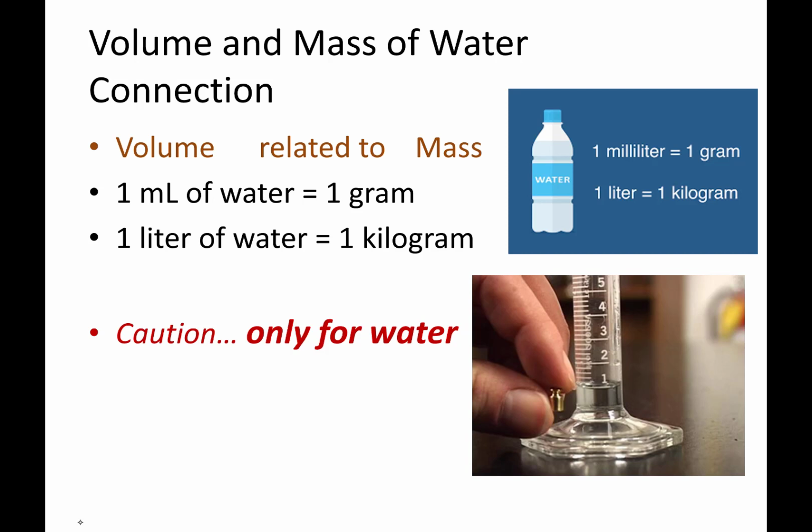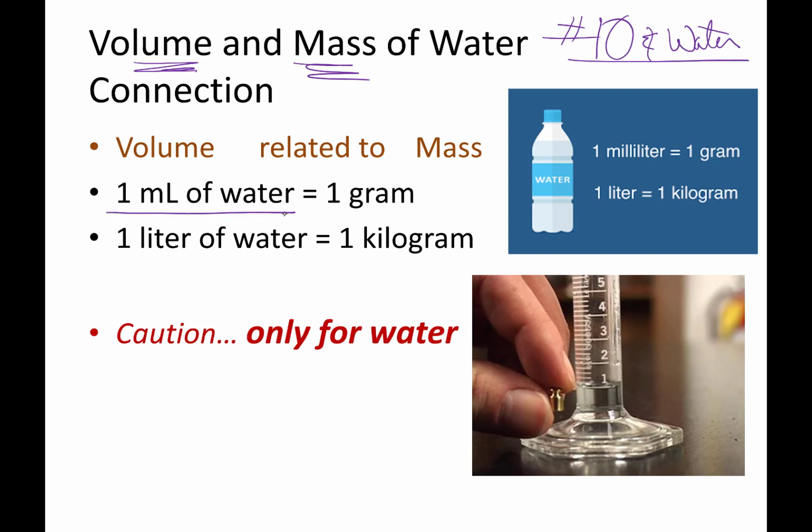It's not just volume and length. There's also a mass volume connection. But remember I said the metric system is based on the number 10 and the most common compound on the surface of the earth, water. They built this into the system. 1 milliliter of water has the mass of 1 gram. Now, this is true for those of you who have a little more advanced chemistry at standard temperature and pressure. That's where this is true.